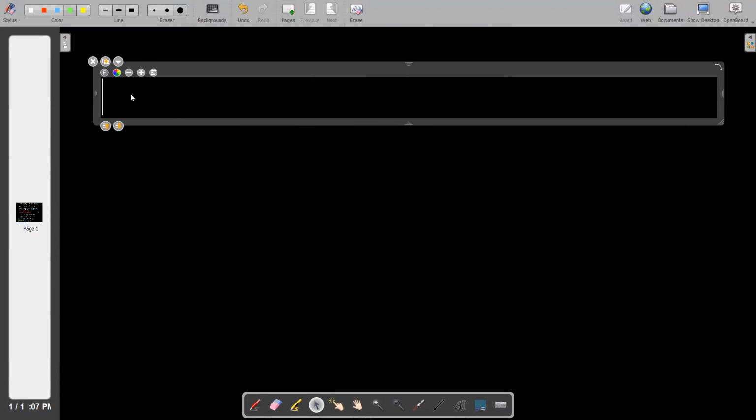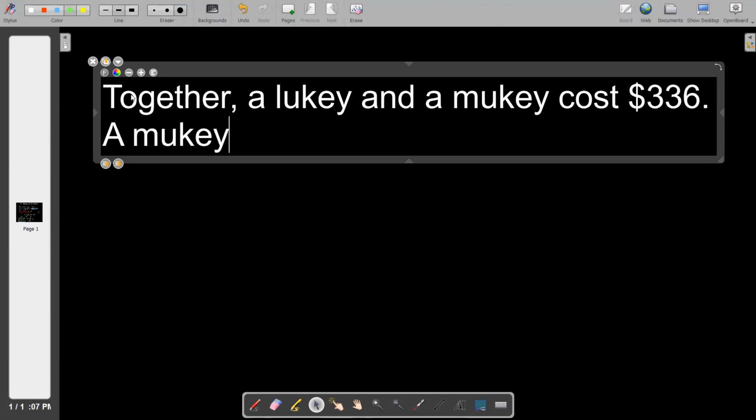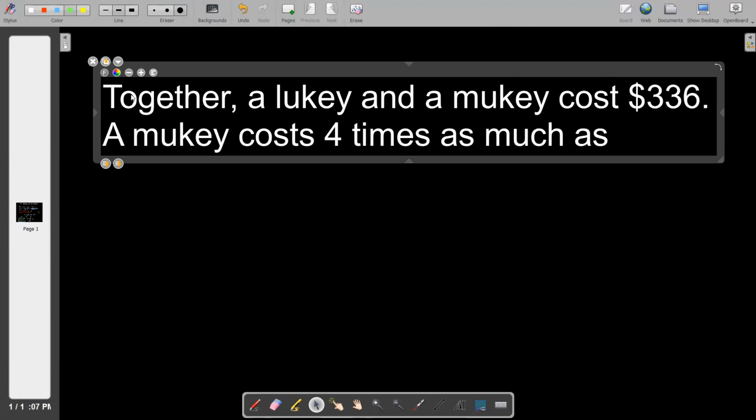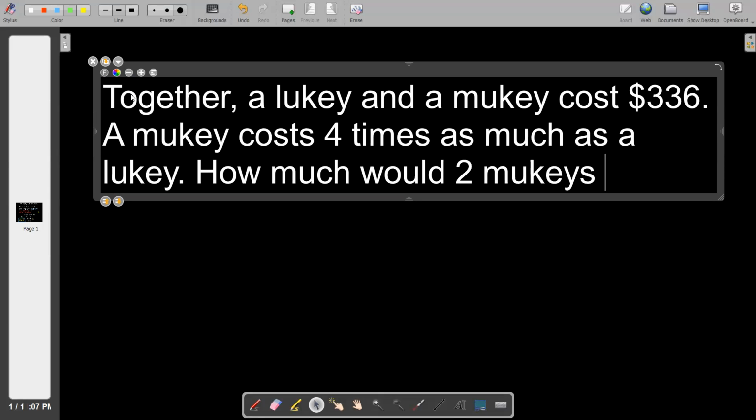So together, a lookie and a mookie cost $336. A mookie costs 4 times as much as a lookie. How much would 2 mookies cost?